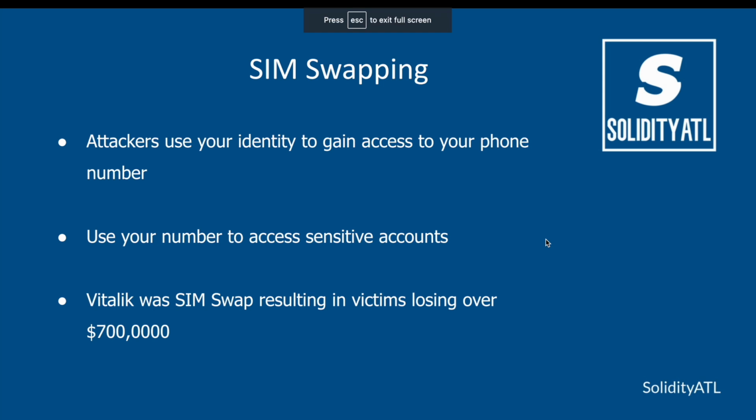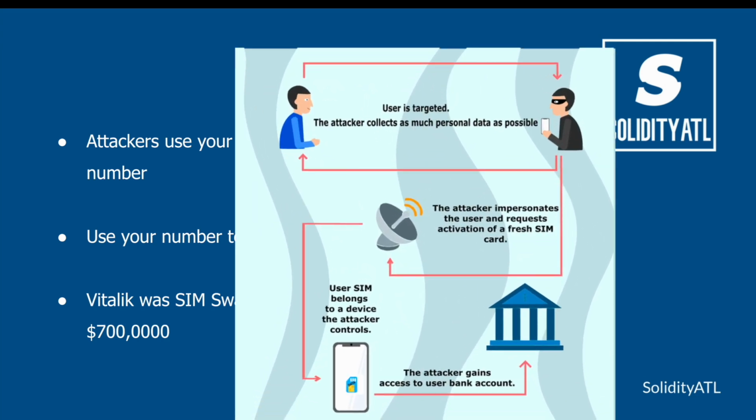All right, a very important topic regarding Web2 and Web3 security, in a sense, is SIM swapping. SIM swapping is when attackers use your identity to gain access to your phone number. They do this because your number allows you to access sensitive accounts. So, for example, when you're logging into your bank or maybe Coinbase, once you enter your password into a site, you then must enter a one-time passcode. So, this is essentially what SIM swapping looks like.